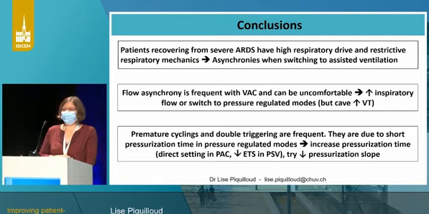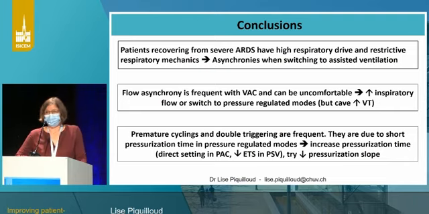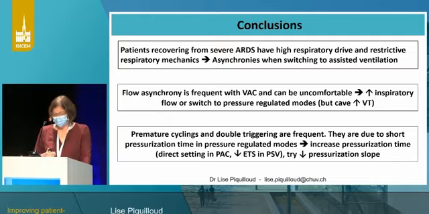Flow asynchrony is frequent. You can solve the problem by increasing the inspiratory flow and sometimes by changing the ventilator modes. And when you are in pressure support, think about changing the expiratory trigger threshold, even to very low values. This can improve patient-ventilator synchronization.